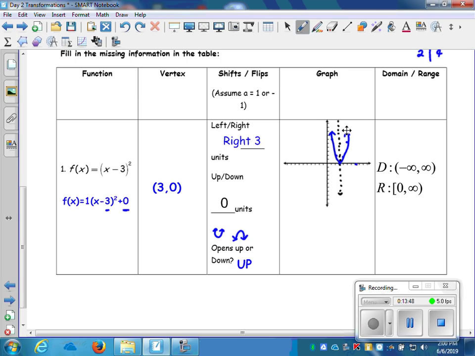Throw some arrows on the end. And that axis of symmetry has been moved over to 3, so that's x equals 3.